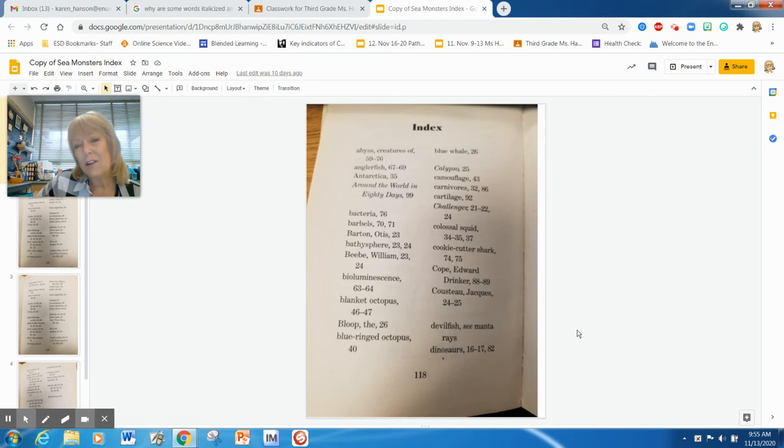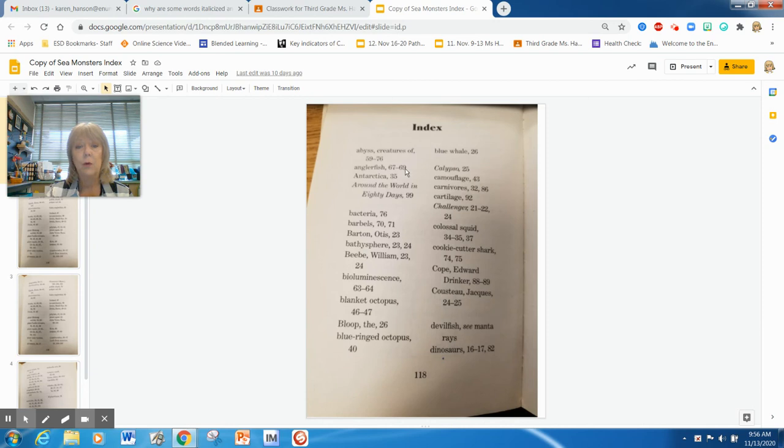And I just want to go over what an index is and how to use it, so that every time you're reading, you will be able to use it. Usually indexes are what you will find in nonfiction books. It will help you find information quickly, and that will help you when you need to cite your information when you are responding to questions.